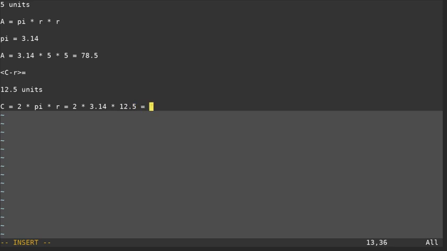I'm going to do Control R equals, and now I'm going to do 2 times 3.14 times 12.5. And that's also 78.5 units. It's almost like I planned that out that way, but I didn't. Anyways, just for clarification, for area, that's going to be units squared, and for circumference, it's just going to be units.